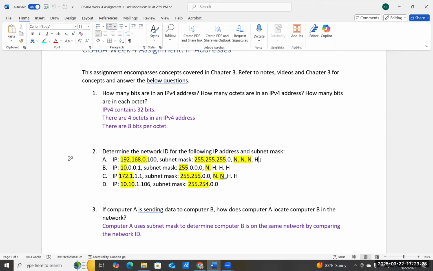So in this case, this is actually a subnet. It's not a default class A or B, right? It is a subnet class B. So what you see is 10.10, and we would treat it as a class B address. So the first two octets are going to be your network ID, the same thing with the IP address.